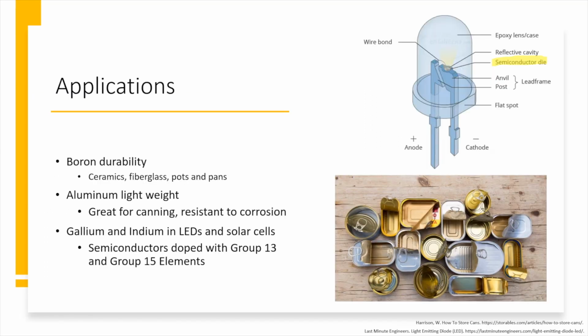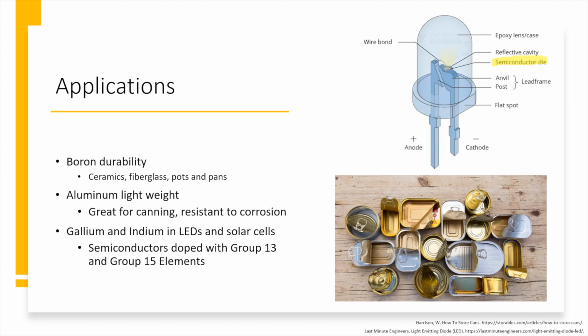So here we have some practical applications and uses of our group 13 elements. First, since boron is very durable, it's useful in many different materials like fiberglass. It's also used in ceramics to make them more heat and scratch resistant. And then lastly, since it can withstand such high temperatures, it's useful in kitchenware like pots and pans. And then aluminum, of course, we use in the canning of food. We make metal cans from aluminum because aluminum is both relatively lightweight and resistant to corrosion.